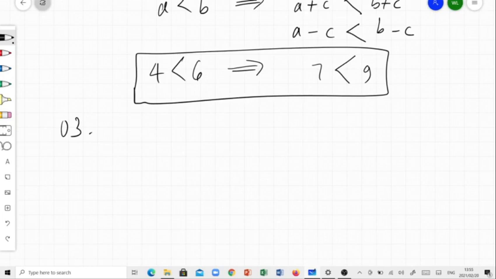And the third law is what is called order preservation. You see, once again, order is preserved by what? Positive magnification.